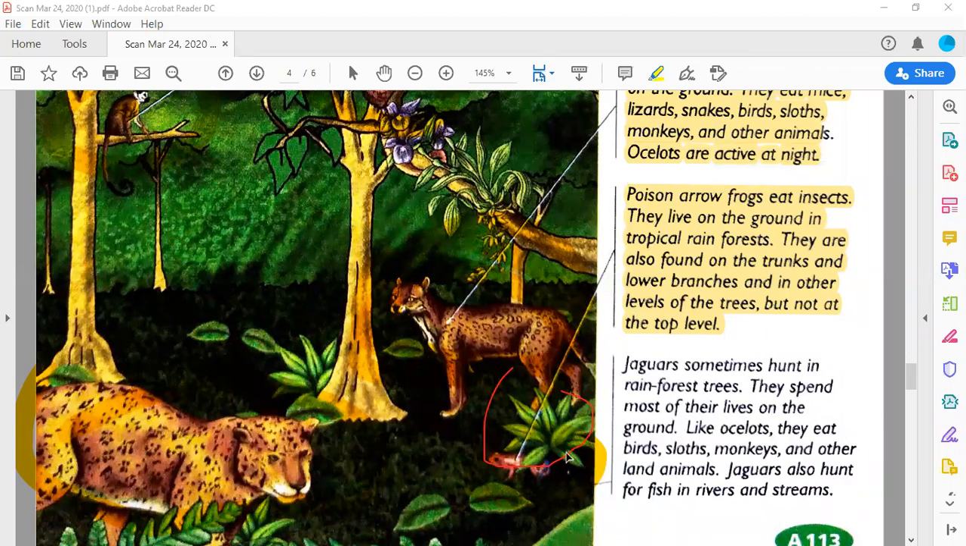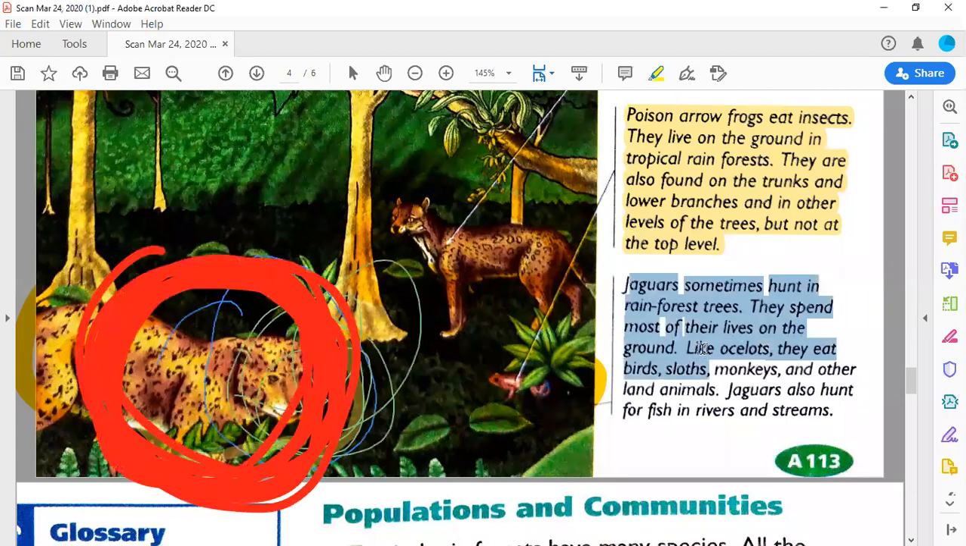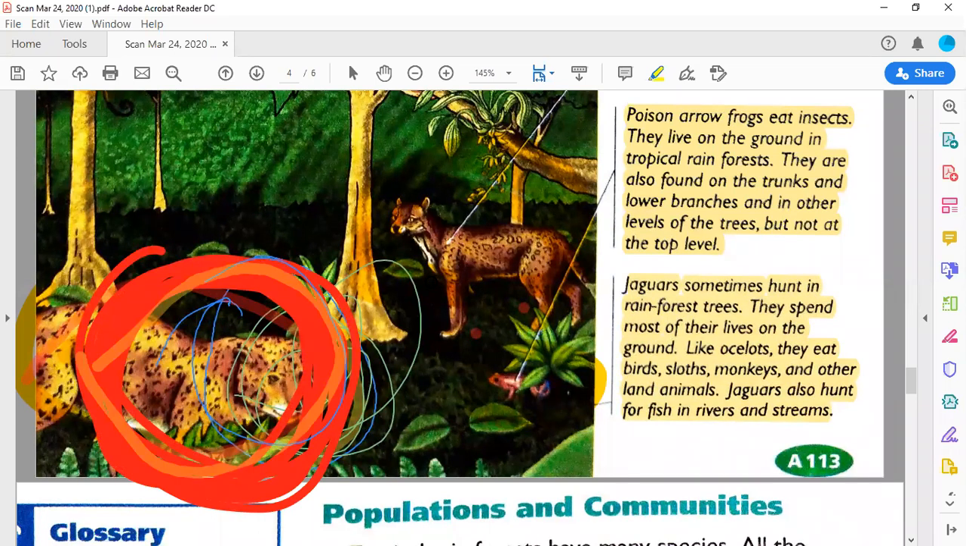Now, let me clear those marks for you guys so we can move to the last section of this page. Then we have the, who wants to circle the jaguar? Yeah, tell me, Diana. Very good. That is the jaguar. Diana, would you like to read jaguars? Okay, go ahead.